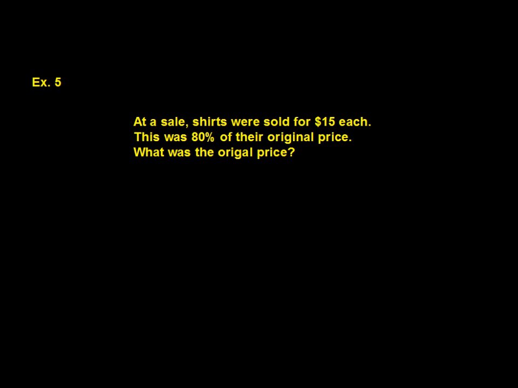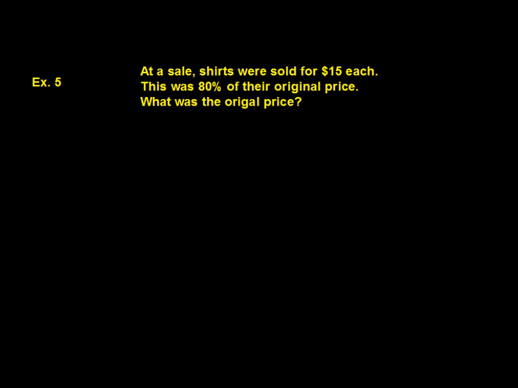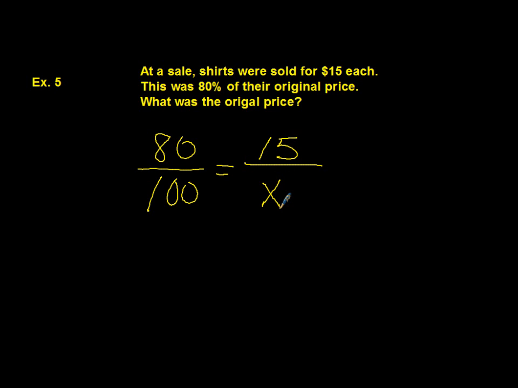Example number 5. At a sale, shirts were sold for $15 each. This was 80% of their original price. What was the original price? So in this case, we do have the percentage, which is 80 over 100. And we do have how much the shirt was on sale, but we don't know the original cost of the shirt. So this time we're going to figure out the original cost.